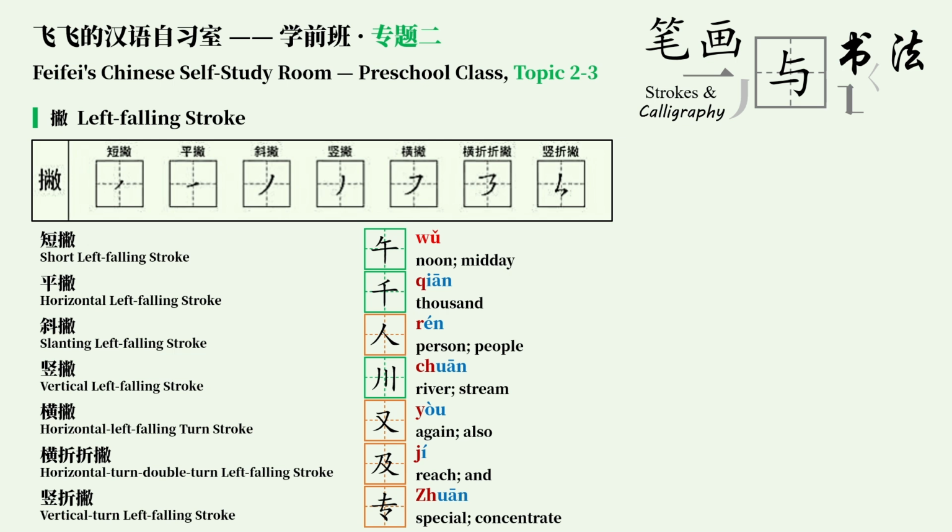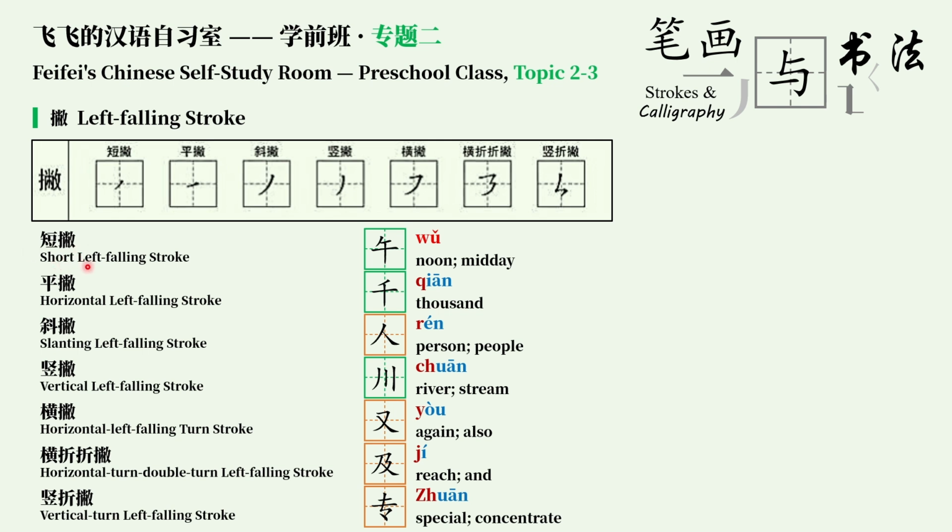Here we are learning Phase 3 of Preschool Class Topic 2, Strokes and Calligraphy. In this lesson, we will focus on 撇, left fallen stroke, a crucial stroke that extends downward to the left in Chinese characters, adding dynamic and graceful contours to the character structure, just like the arms and legs of Chinese characters. The left fallen stroke includes 7 typical types.